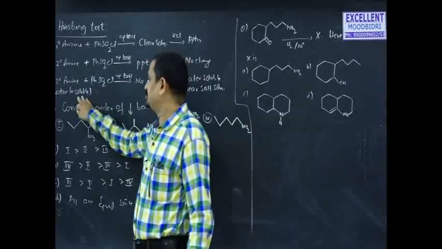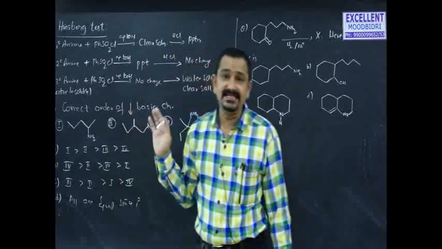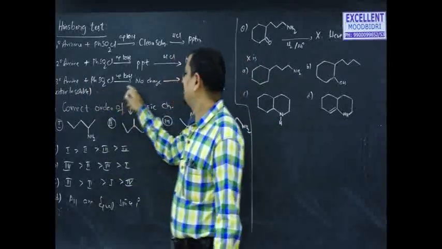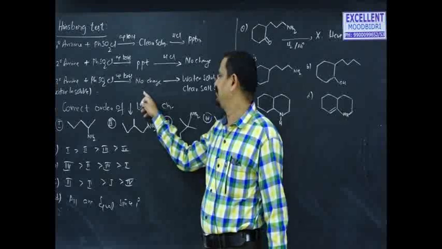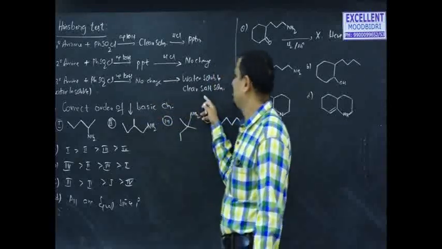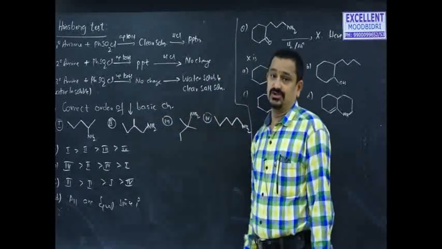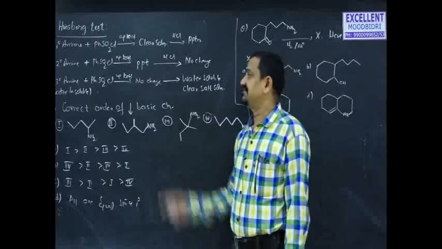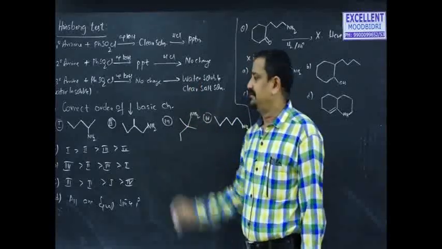And when it comes to tertiary, it is actually water insoluble. With benzene sulfonyl chloride no change, water insoluble only, but when HCl is added, it gives a clear salt solution. That is a test for distinguishing primary from secondary and tertiary.